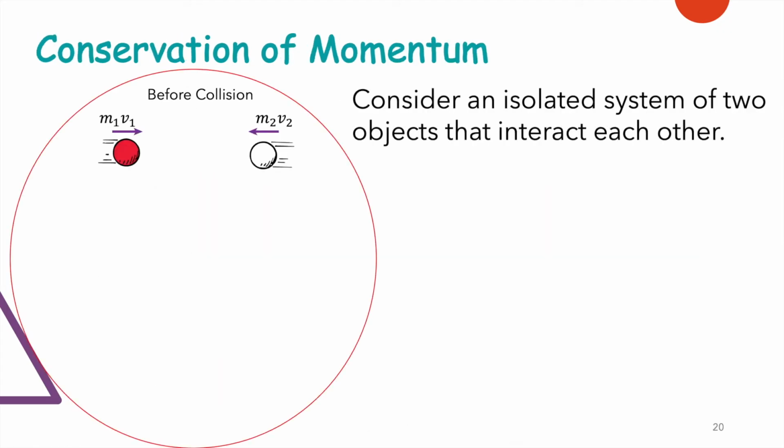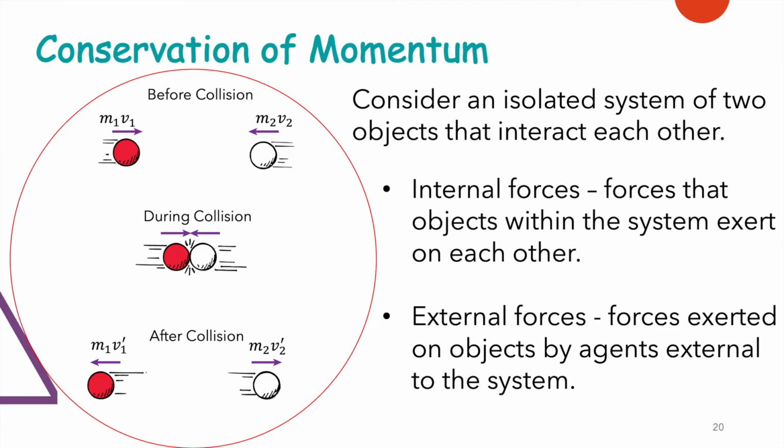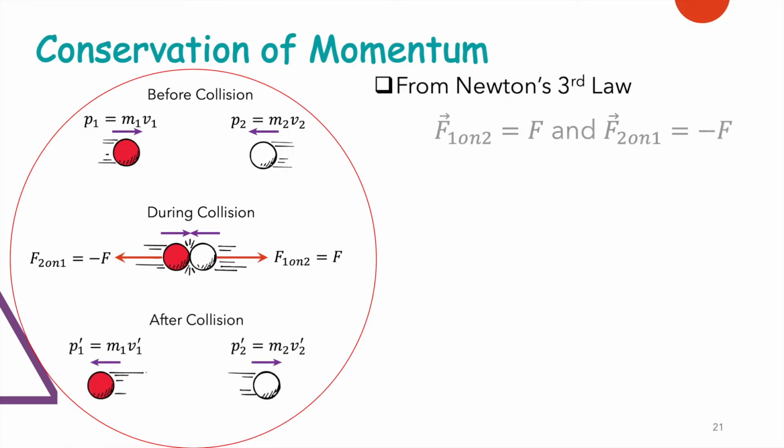Consider an isolated system of two objects that interact with each other. Internal forces between these two are being considered, in which each particle exerts force on the other. When we say internal forces, these are the forces that objects within the system exert on each other, while external forces are forces exerted on objects by agents external to the system. According to Newton's third law, the two forces are equal in magnitude but opposite in direction. Even the impulse and the change in momentum are both equal in magnitude but opposite in direction.